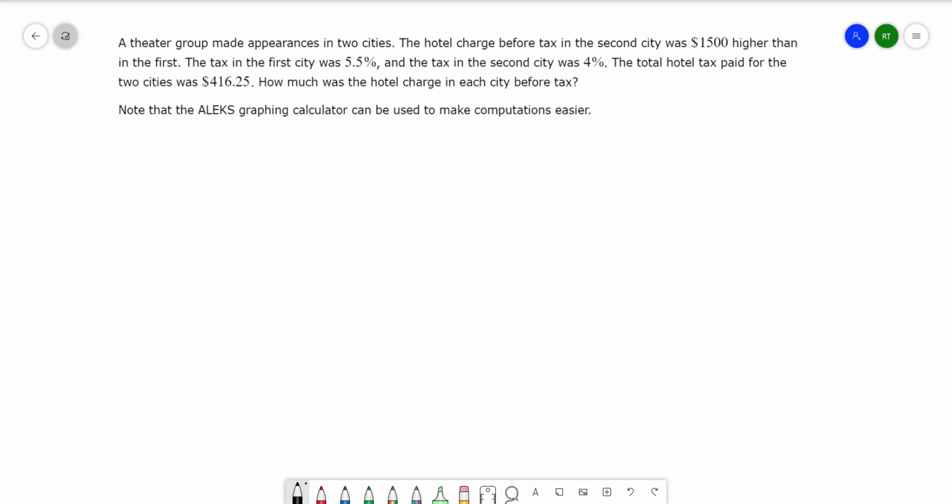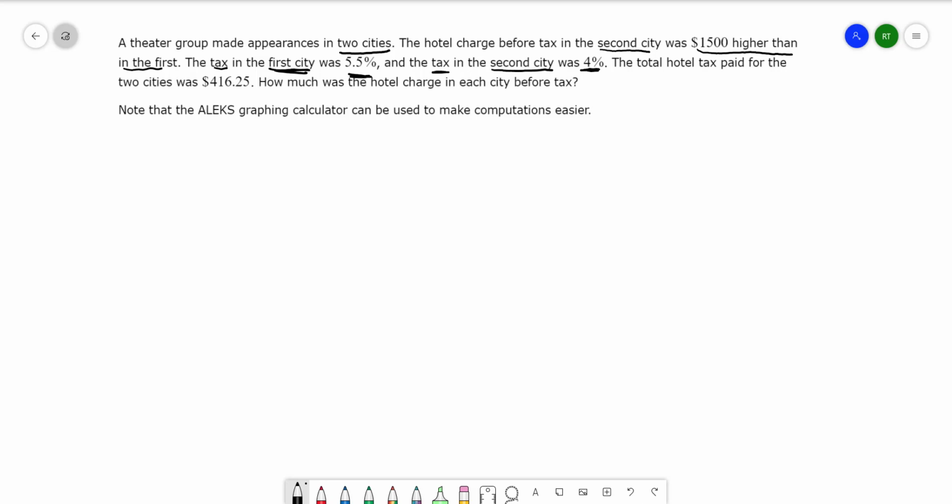Let's get started. The first thing I'm going to do is start taking notes. A theater group made appearances in 2 cities, so we know we're talking about 2 cities. The hotel charge before tax in the second city is $1,500 higher than in the first. The tax in the first city is 5.5%, and the tax in the second city is 4%.